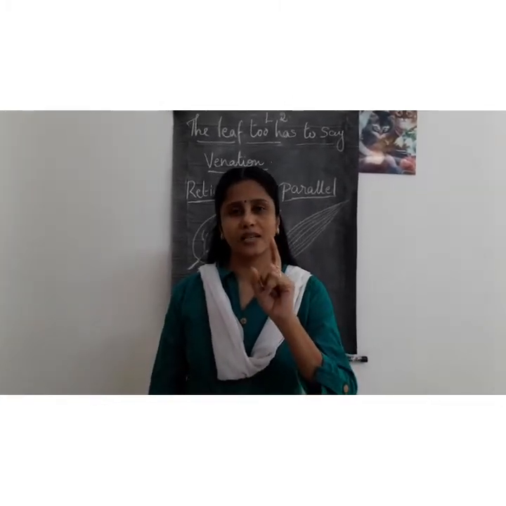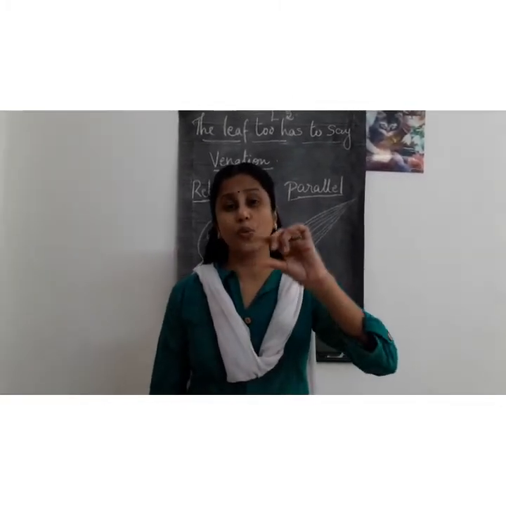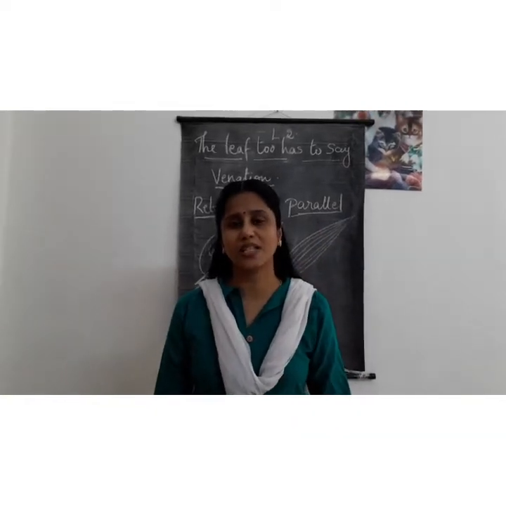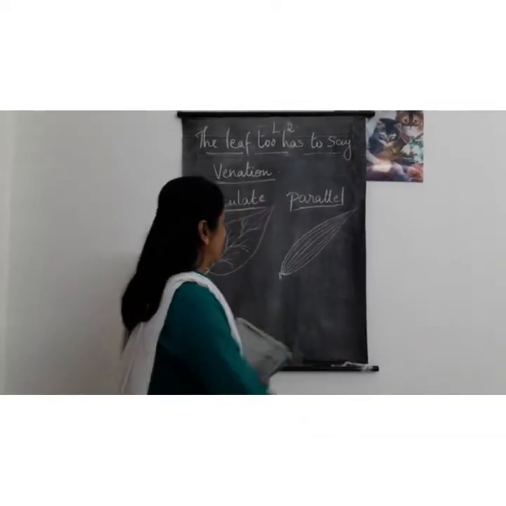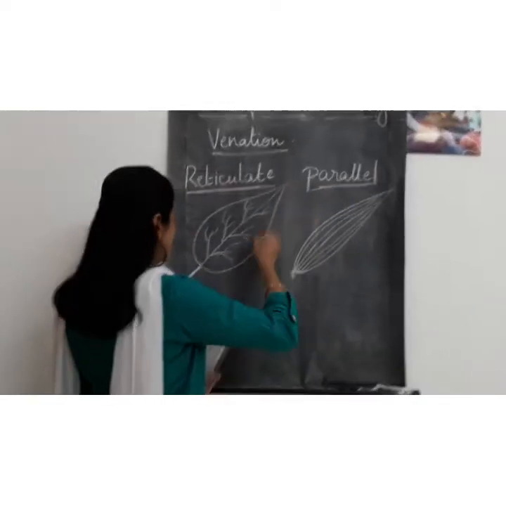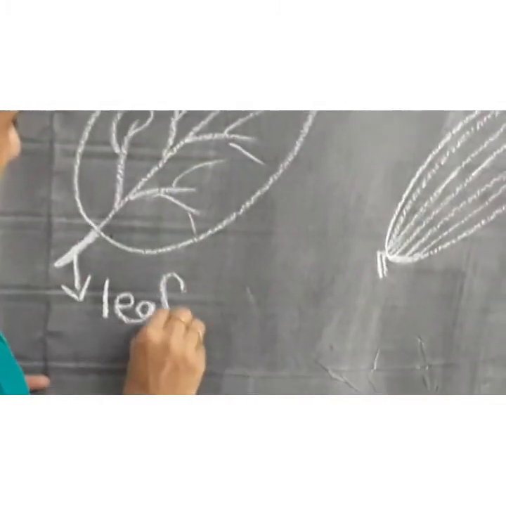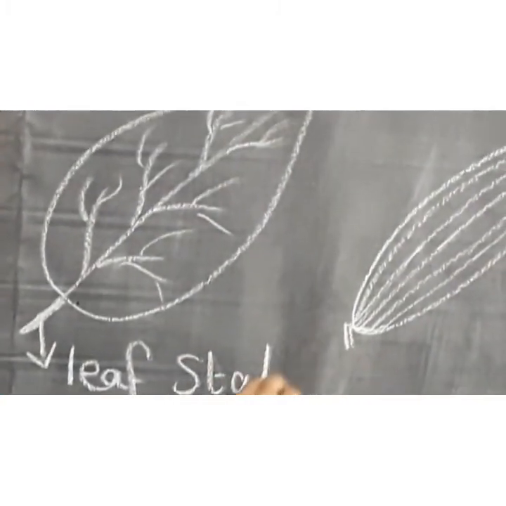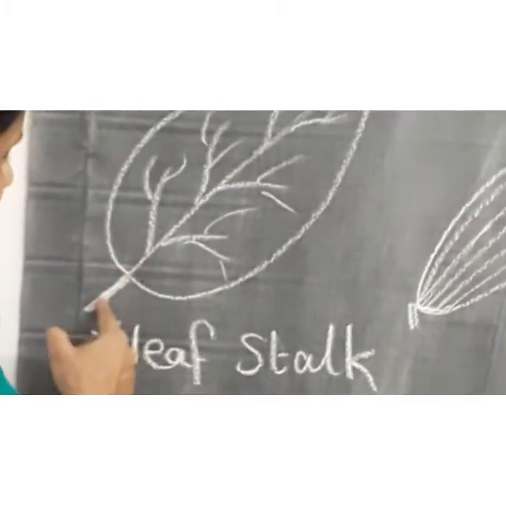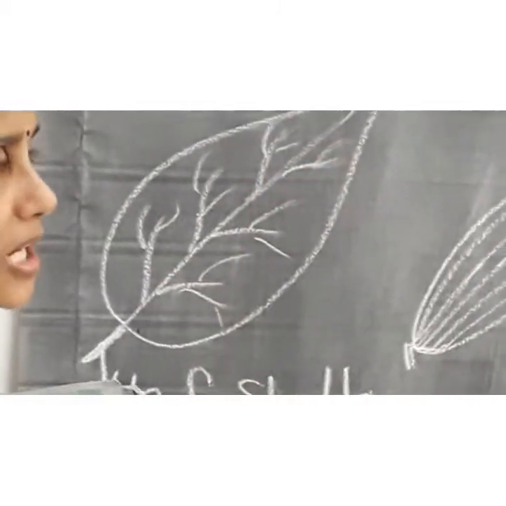In the leaves you can see veins, isn't it? These are the veins. This is the main vein, and this is known as the leaf stalk. So this one is the leaf stalk, and this is the main vein. These are the veins.